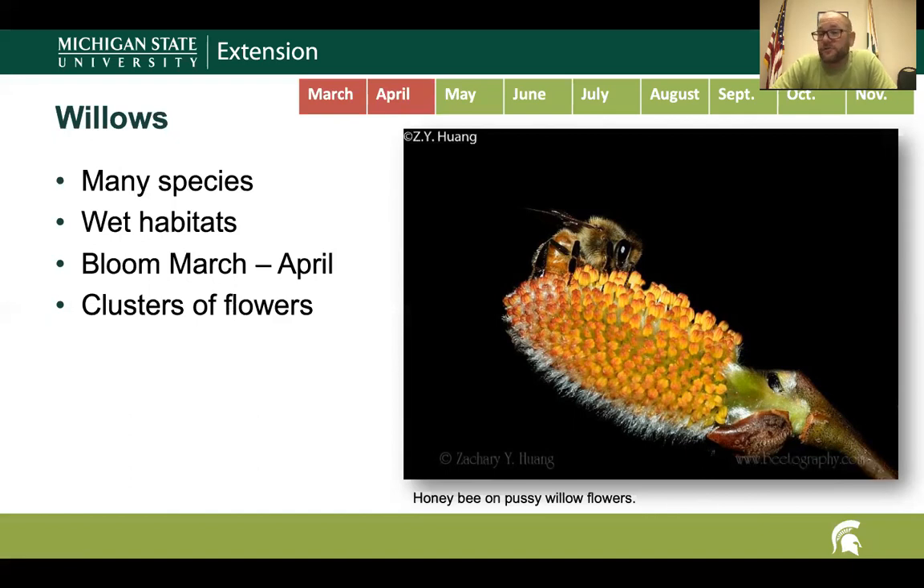And again, clusters of flowers. So you see this flower here. These are little individual flowers as part of this big flower cluster. And so the bee's basically going to go through and hit every single one of these flowers and be able to take nectar from each one of those and a little bit of pollen as well. So those numerous flowers are really important.